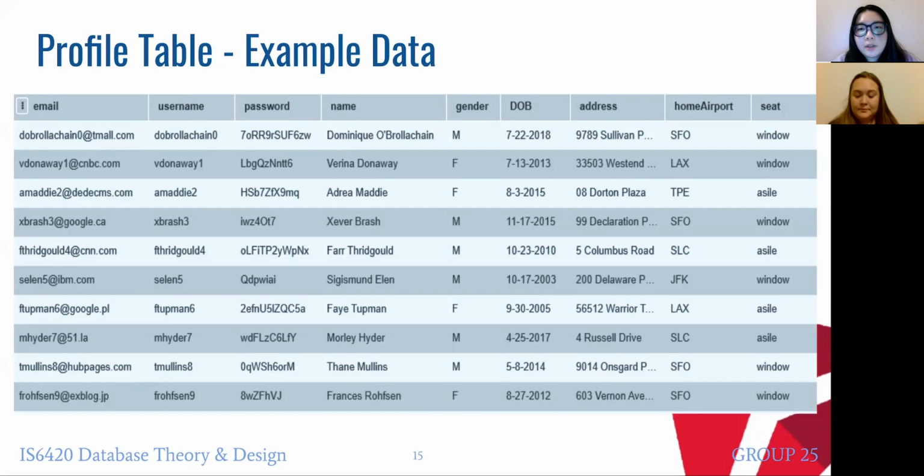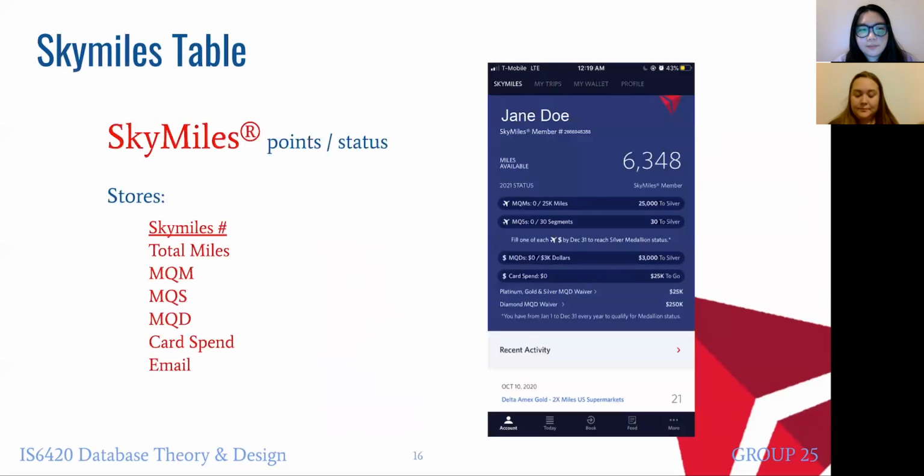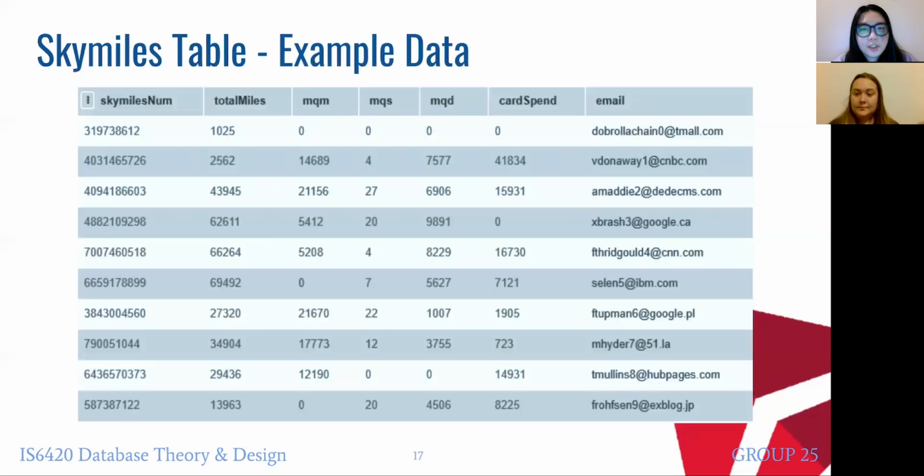Here's an example of what our profile table will look like when populated with data. The SkyMiles table is used to store our SkyMiles and other points such as MQMs, MQSs, MQDs, and car spend, which will later on be used for determining member status. The primary key is SkyMiles with email as a foreign key. Here's a sample of what our SkyMiles table will look like when populated with data.